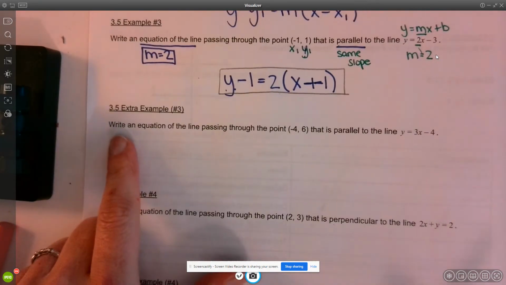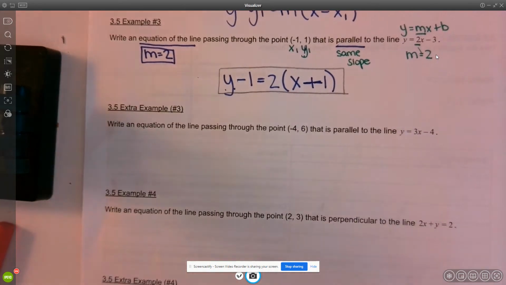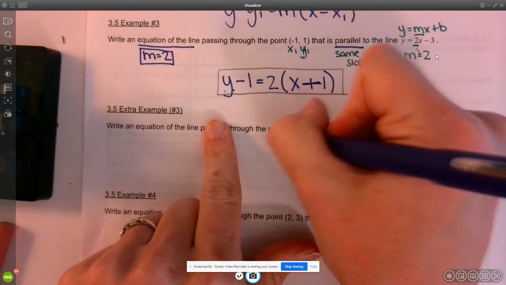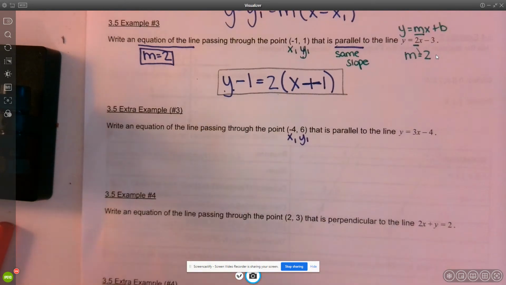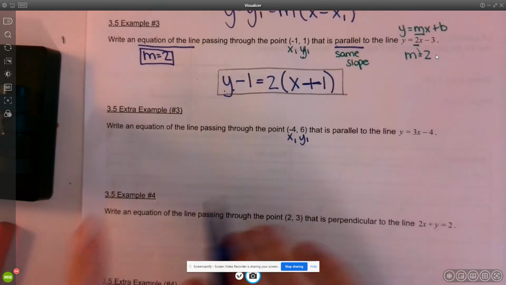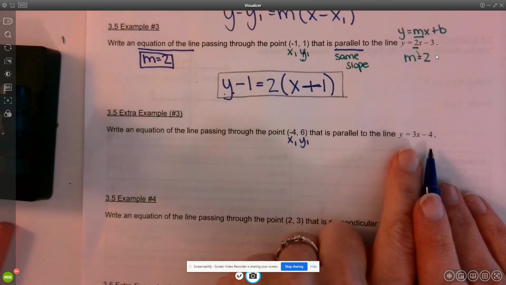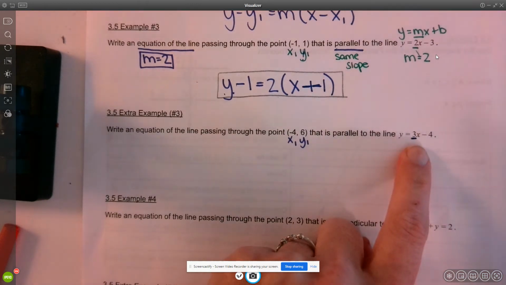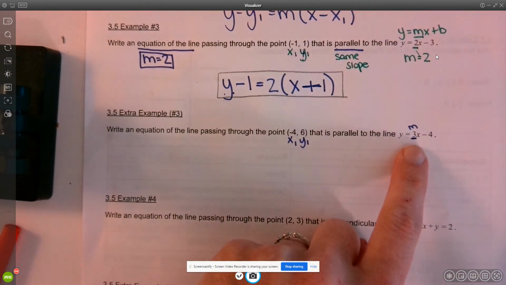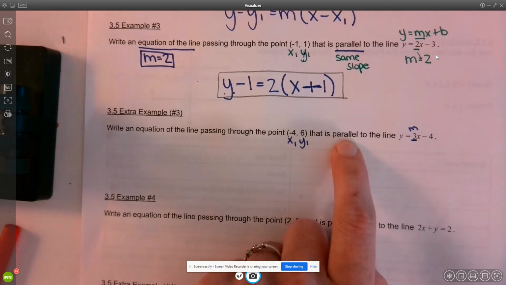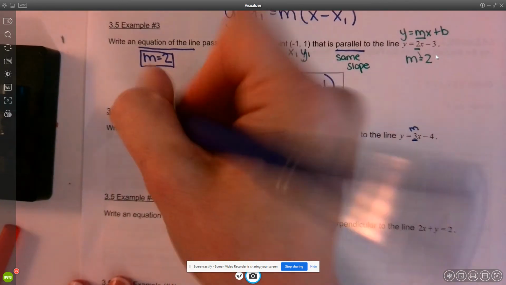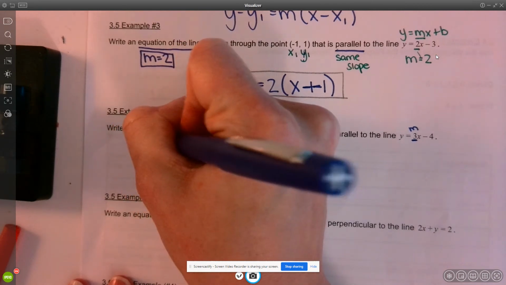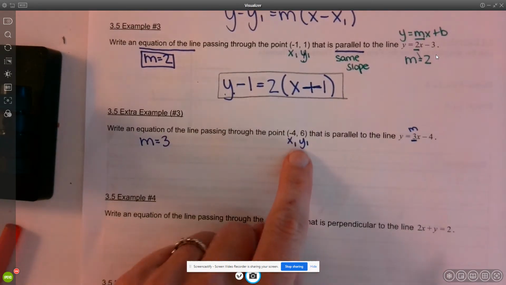Moving on to the next example, we want to write an equation of the line passing through the point -4, 6 that is parallel to the line y equals 3x minus 4. So again, we're going to label this x1, y1. We need to figure out the slope of what our line needs to be. So we first need to find the slope of this line. The slope of this line, since it's in slope-intercept form, is 3 because it comes before the x. Since our line needs to be parallel, it needs to have the same slope. So our slope needs to also be 3, and it needs to pass through this point.